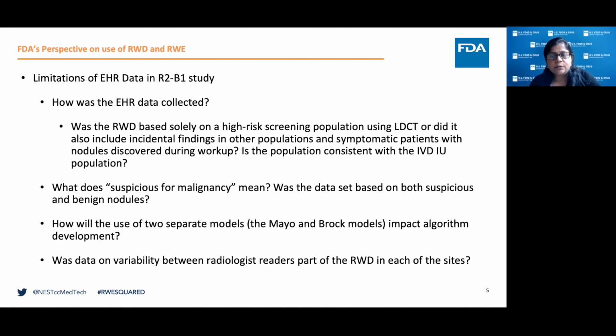The other question we had was with respect to the use of two risk models, the Mayo and the Brock model, for algorithm development. And we wanted to better understand how use of these two separate models can impact algorithm development. And another question we had was on the variability between the radiologist readers who are reading the images. Was that data a part of this assessment?